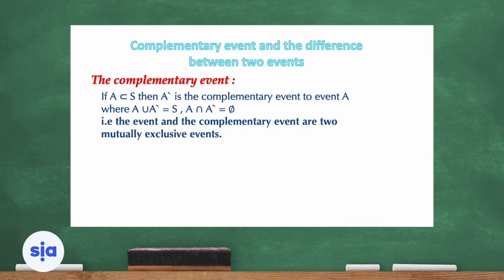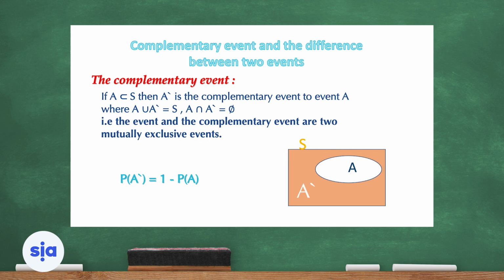So, A union A complement is always the sample space. And for sure, there is nothing in common between A and A complement, so A intersect A complement is phi. The event and its complement are mutually exclusive events. If you check the Venn diagram, this is the sample space, this is A, then where is the A complement? Yes, exactly, everything except A. So, the probability of A complement is 1 minus the probability of A.